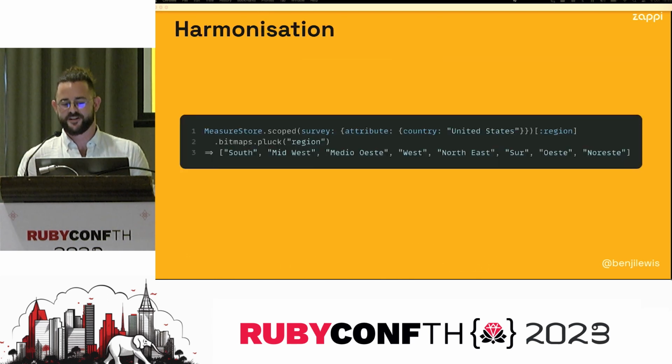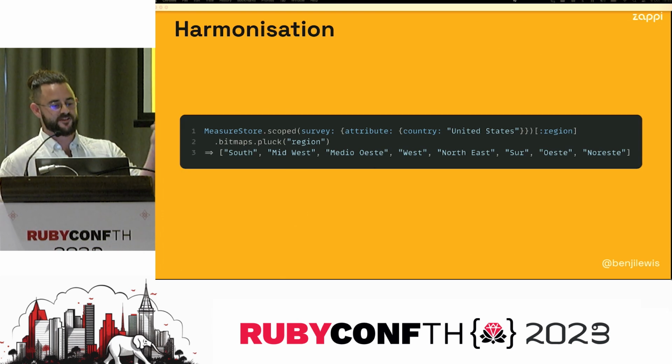So the last demo that I'll do is harmonization, and a classic problem in this is region. So these are all the regions that we've run ads in the United States. We can see that there's a bit of a translation issue. Some of the studies are in Spanish. So let's harmonize that data so that we can analyze them all together.